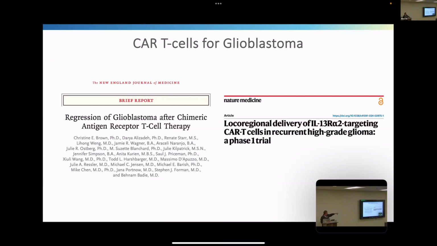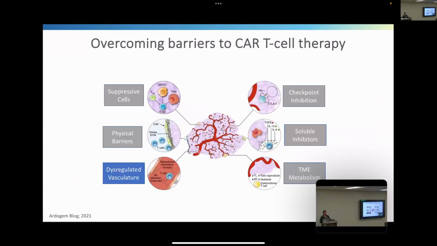And just yesterday, the corresponding phase 1 trial report from that effort was published in Nature Medicine. So, City of Hope really has a very strong history and leading position in developing CARs for solid tumors, and particularly for glioblastoma.